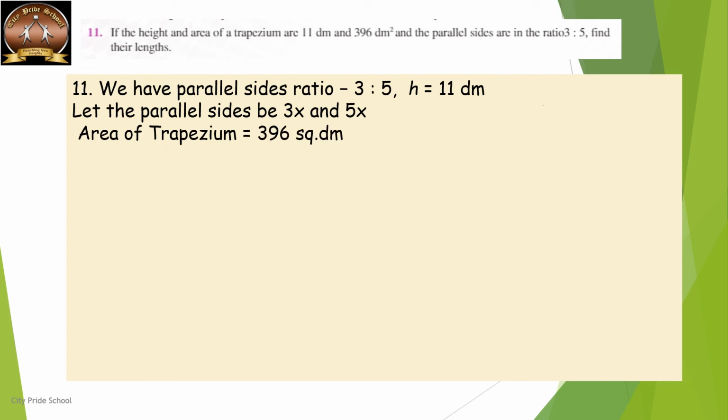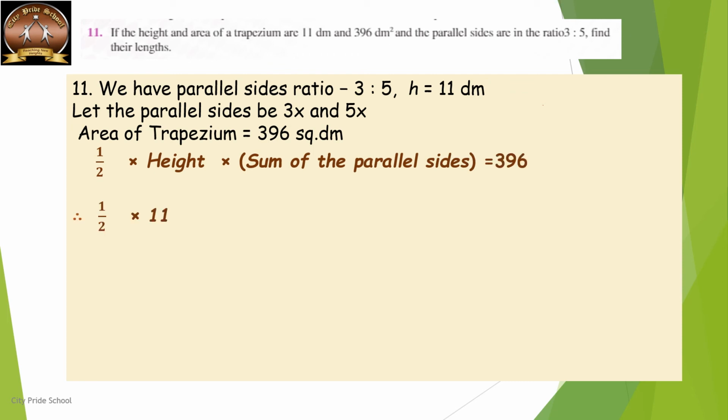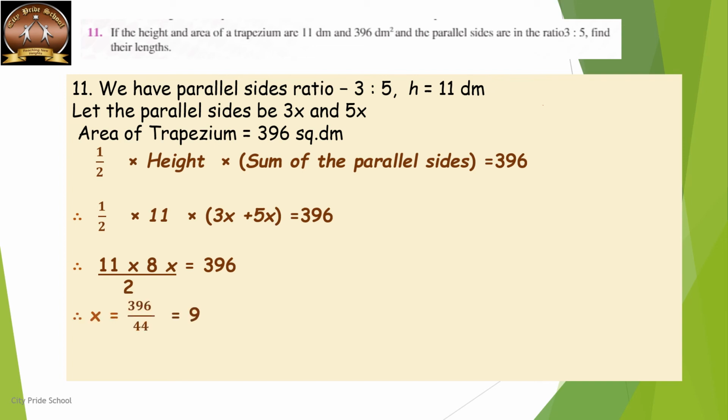Area of trapezium is given by 396 square decimeter. So half into height into sum of parallel sides. So height is given as 11 decimeters and 3x plus 5x would be sum of parallel sides. So 3x plus 5x is 8x. So 11 multiplied by 8x upon 2 will be equal to 396. Therefore, x will be equal to 396 upon 44. Correct? Here 2 ones are 2 and 2 fours are 8.